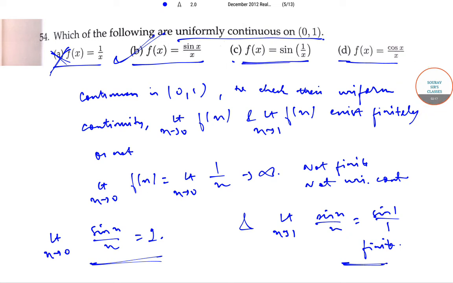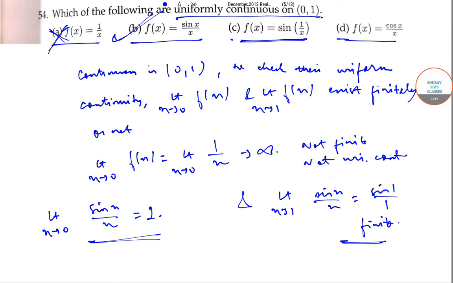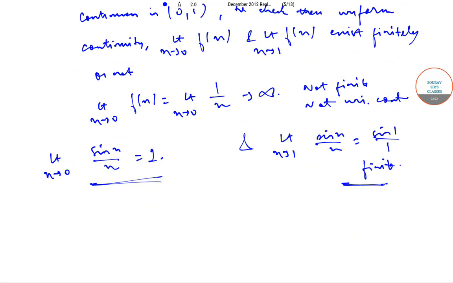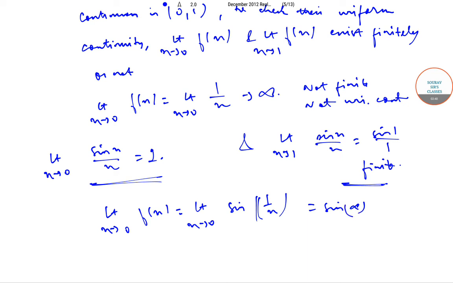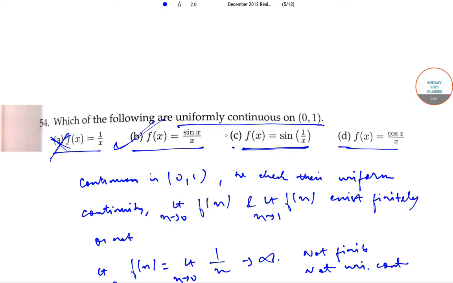Now, option C, f(x) = sin(1/x). So, the limit as x tends to 0 of f(x) is the limit as x tends to 0 of sin(1/x), which is equal to sin(infinity), which is not defined. Therefore, option C is not uniformly continuous.